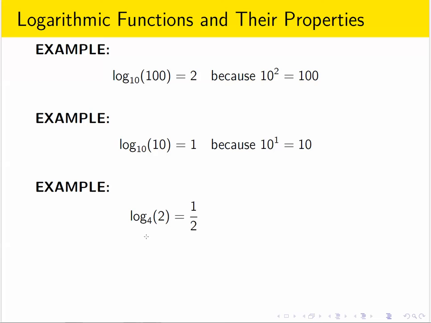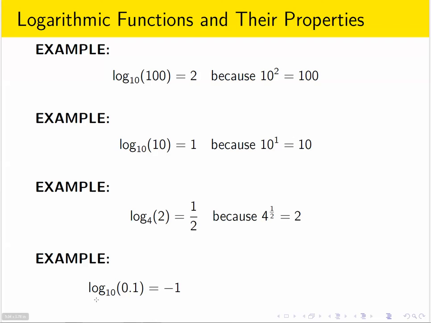How about the logarithm base 4 of 2? Well, that's a half. And the reason is 1/2 is the right power of 4 to get 2. Remember that a 1/2 power is another way of expressing a square root. So 4 to the 1/2 is the same as 2.